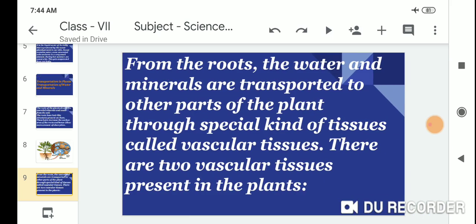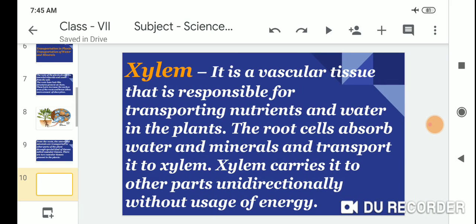So from the roots the water and the minerals are transported to the other parts of the plant through a special kind of tissue called the vascular tissue. There are two vascular tissues present in plants, xylem and phloem.